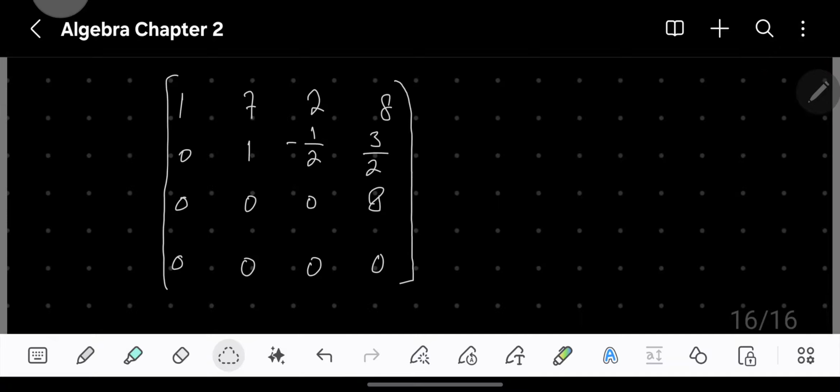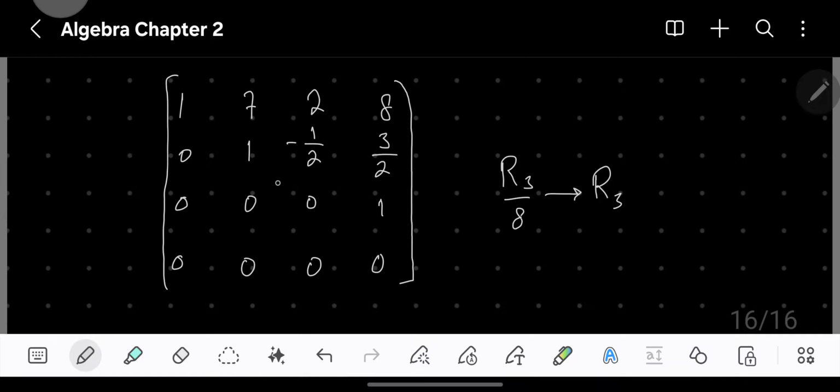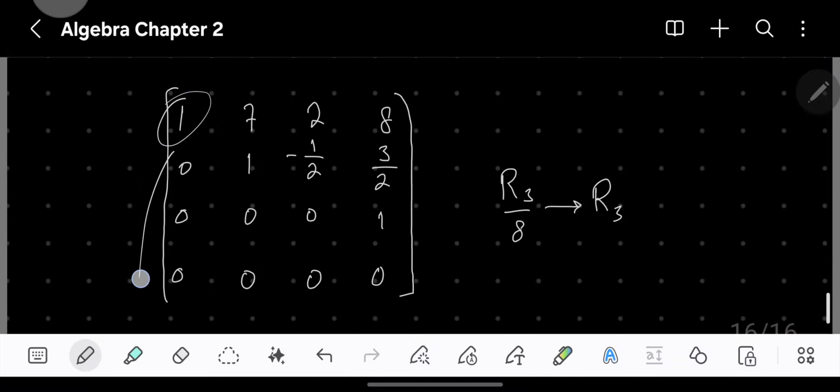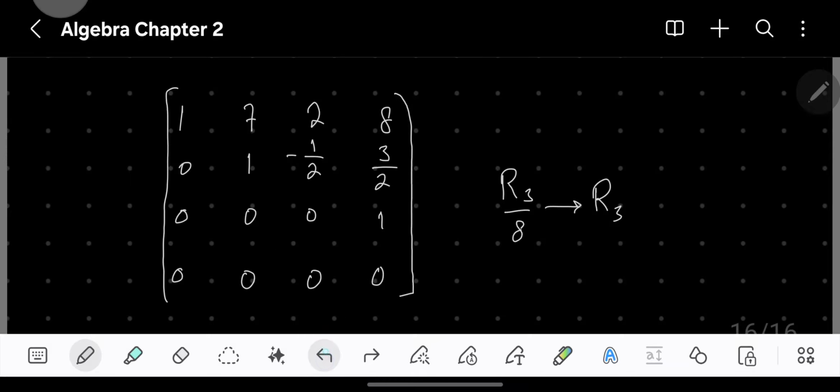I will write divide R3 by 8. So my new R3 is this one. I have divided this row by 8. So 0 divided by 8 is 0, 0 divided by 8 is 0, and 8 divided by 8 is 1. At this point, our matrix is in row echelon form. These are the pivot entries, everything below the pivot is 0. That means the matrix is in row echelon form.